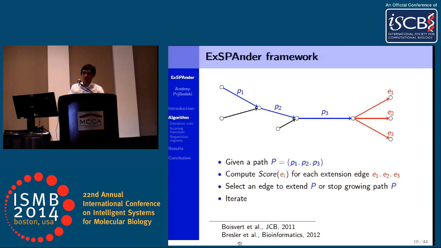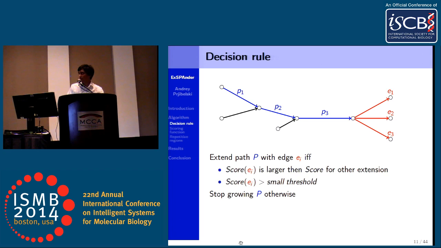How can we apply read pairs to the assembly graph? We're going to construct paths. For example, we already have a path marked blue and several possible extension edges which are marked red. We're going to score each extension edge and select the best one. If we can find the best extension edge according to the score, we will extend the path P and stop it otherwise, and then we iterate the process. The decision rule is also pretty simple. If we have a certain extension with the score much larger than the score for any other extension, and if its score exceeds some small threshold, we're going to extend path P and stop otherwise.